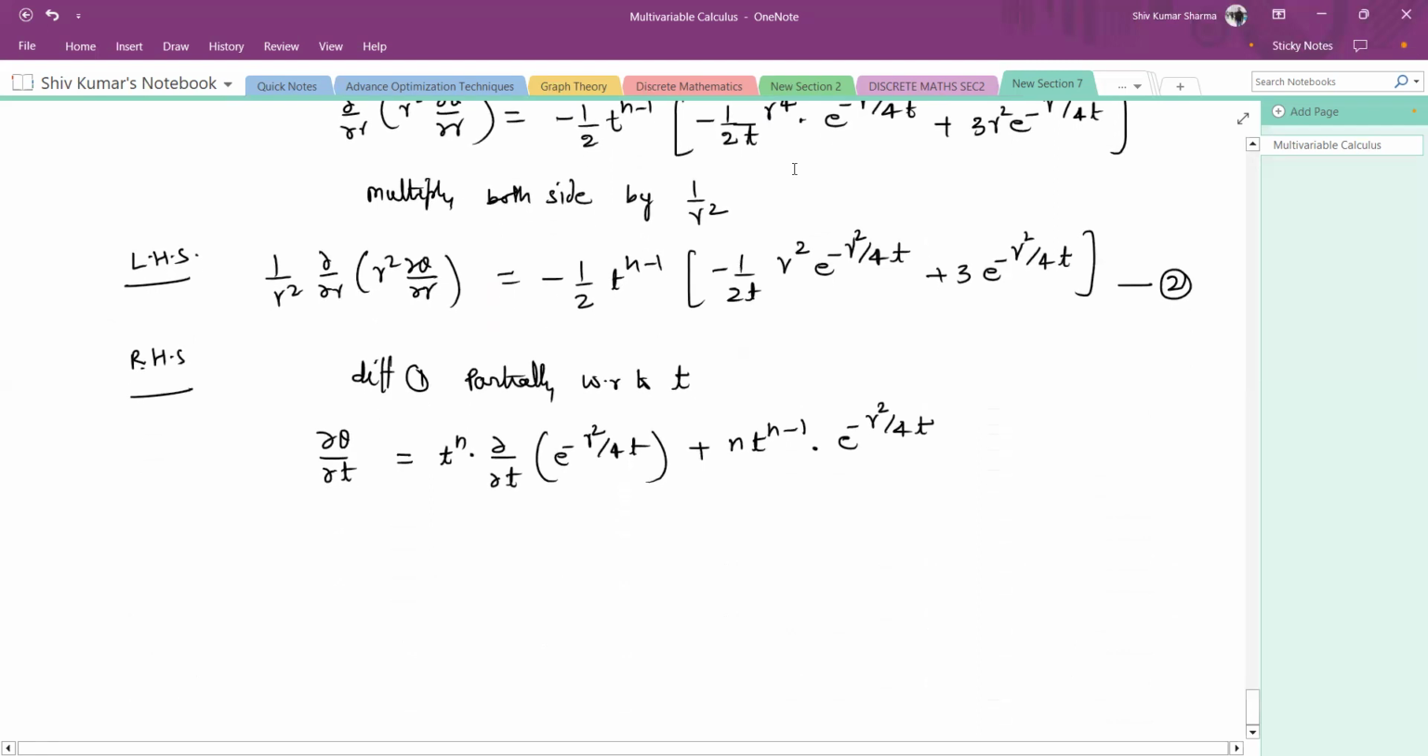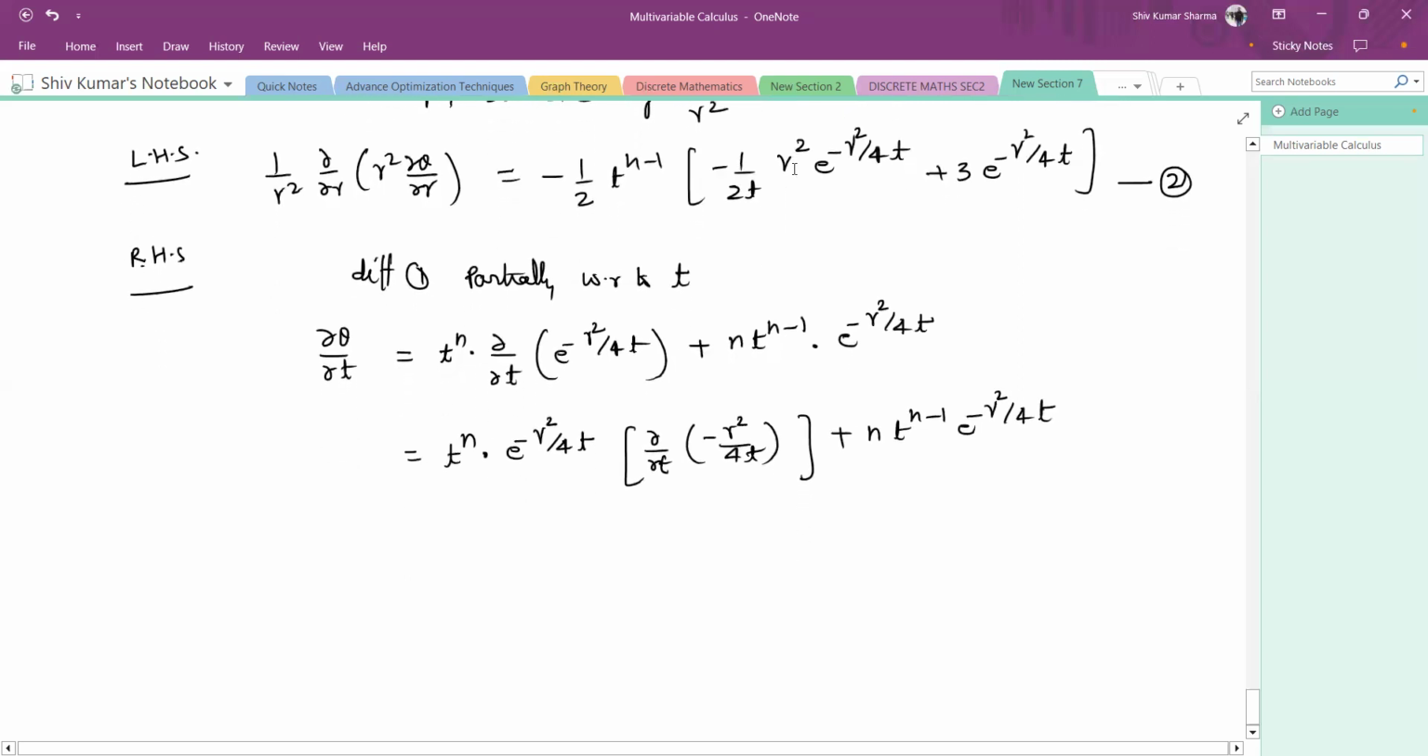So we do the first part. This can be written as t raised to the power n into e raised to the power minus r square upon 4t, and differentiation of this. So we write down del upon del t into differentiation of r square upon 4t, plus n t raised to the power n minus 1 e raised to the power minus r square upon 4t.